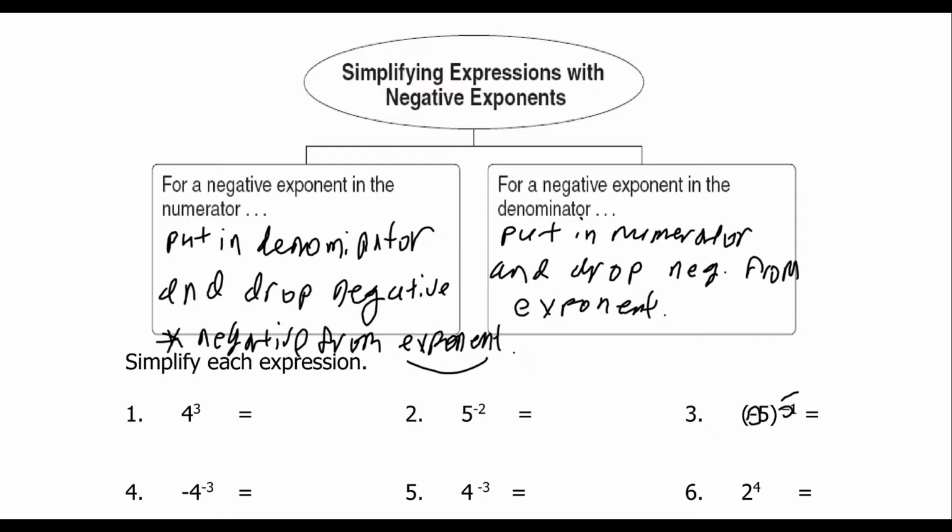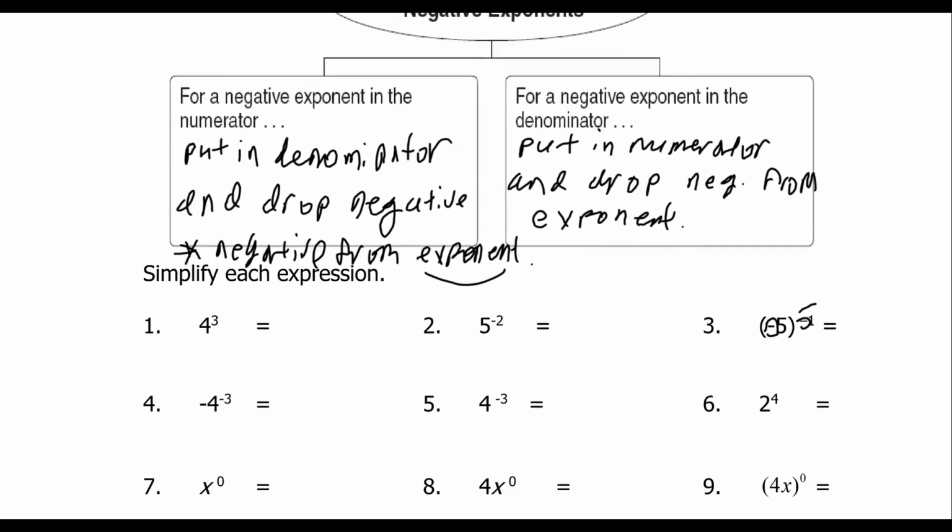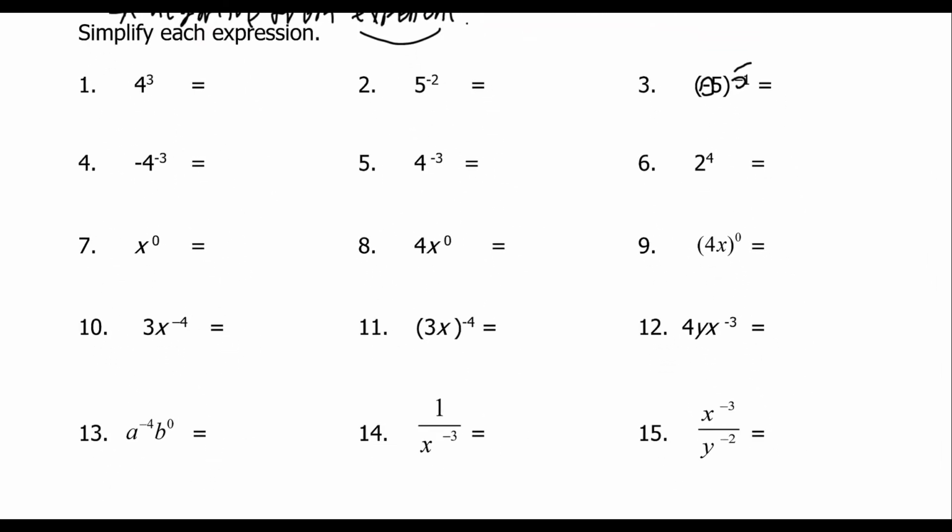Alright, so let's go ahead and do some of these practice problems real quick. On number 1, it says 4 to the third. Now this is what I want to see on y'all's paper. I want to see 4 times 4 times 4. Okay, 4 times 4 times 4 is going to be what? 64.